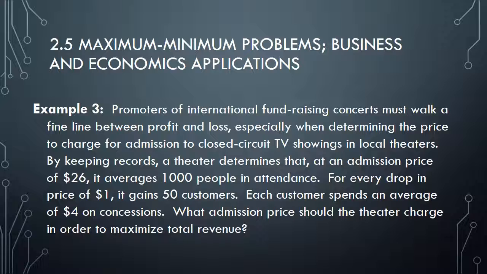All right, one more example. Promoters of an international fundraising concert must walk a fine line between profit and loss, especially when determining the price to charge for admission to closed-circuit TV showings in local theaters. By keeping records, a theater determines that at an admission price of $26, it averages 1,000 people in attendance. For every drop in the price of $1, it gains 50 customers. Every customer spends an average of $4 on concessions. What admission price should the theater charge in order to maximize total revenue?